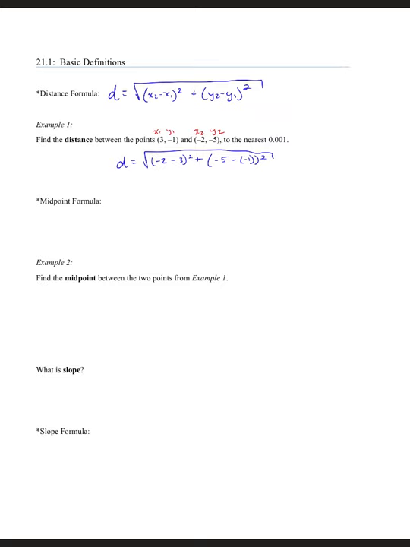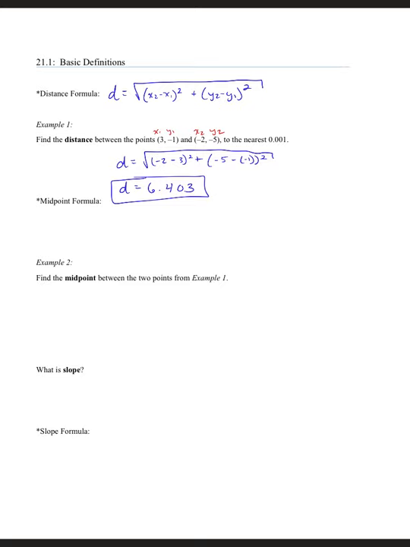Just be careful with your typing in the parentheses and the negatives. So we have -2 minus 3, close the parentheses, square, and we're adding that to -5 minus -1, close the parentheses, square it again, and we're getting an answer of 6.40312. Round to the nearest thousandth, so the distance is 6.403.